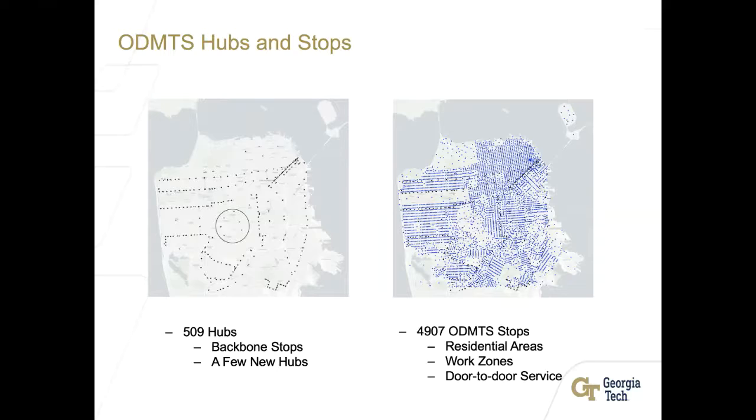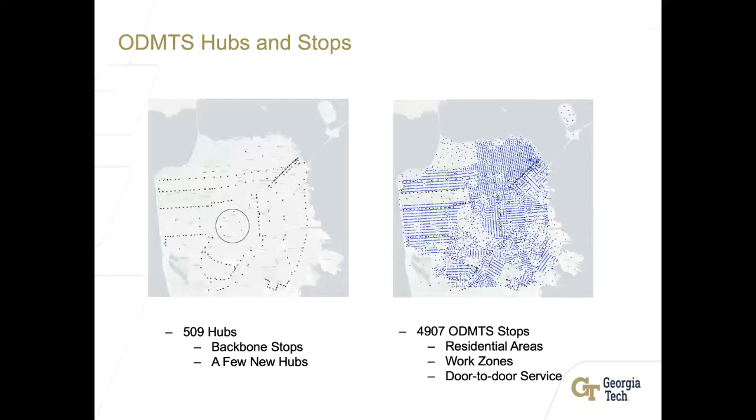And we can add a few new hubs in some particular areas, such as underserved areas or transit deserts. For example, as I circled on the picture, I added a few new hubs in the Twin Peaks area. So we can design several connecting bus lines just to make the whole system smoother for that area.